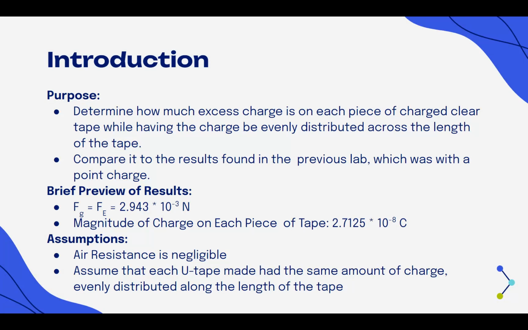For a brief preview of the results, the force of gravity was equal to the electric force, which is equal to 2.943 times 10 to the negative 3 newtons. And the magnitude of the charge on each piece of tape was found to be 2.71 times 10 to the negative 8 coulombs. For assumptions, air resistance is negligible, and each piece of tape made has the same amount of charge, evenly distributed along the length of the tape.